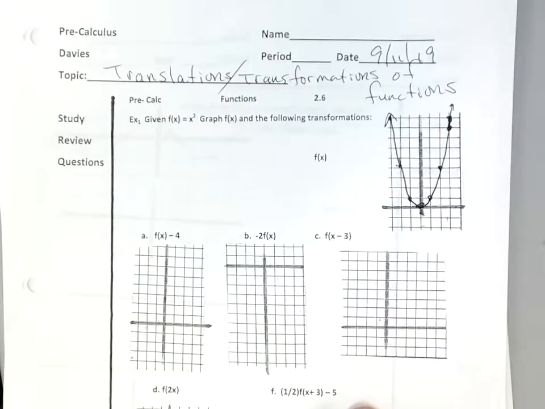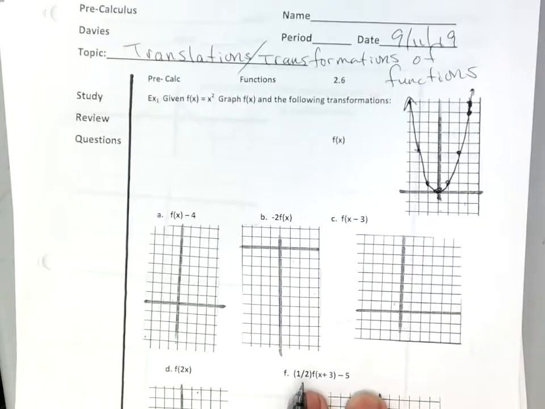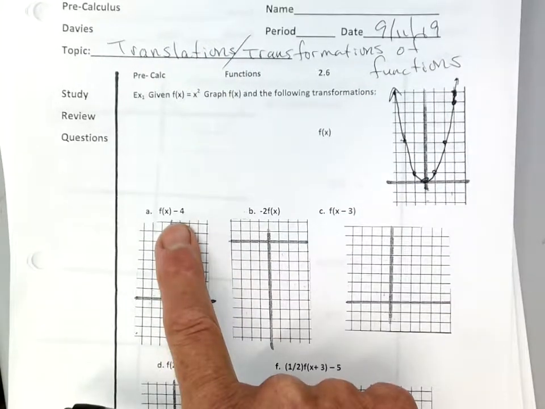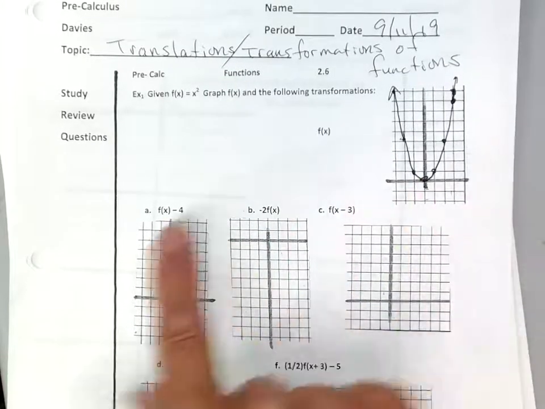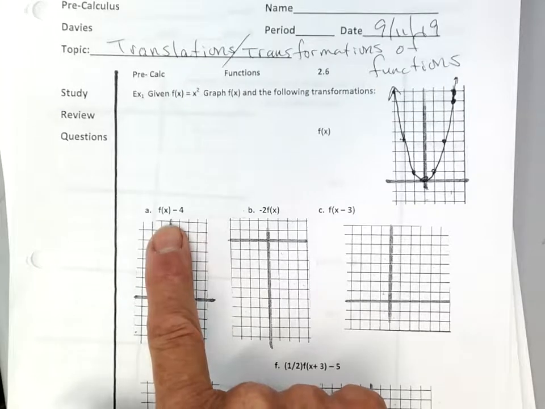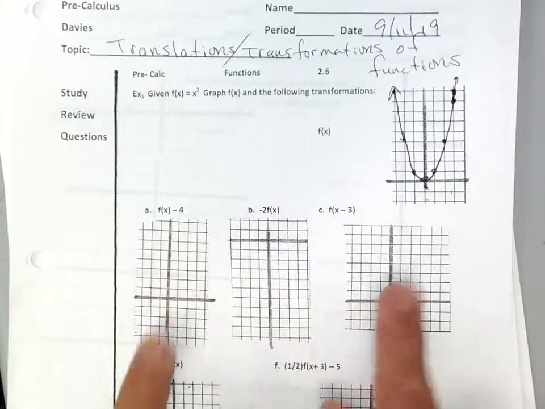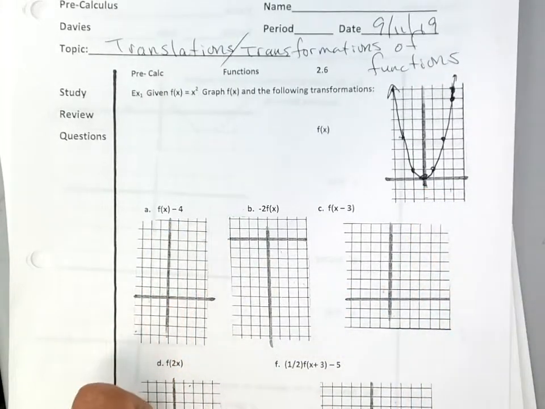So, question number 1. If f of x is my parabola, what are we going to do? If this is my f of x, A says to shift it down 4. Bring it down 4, right? Everybody agree? Just shift it down 4.